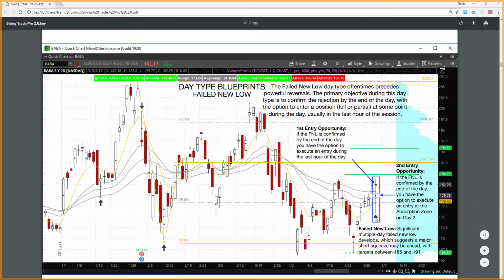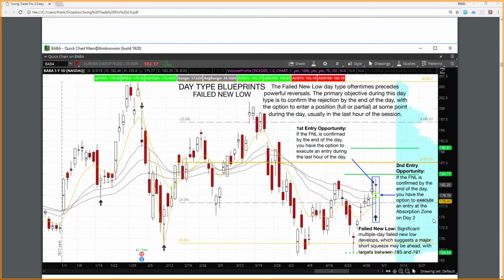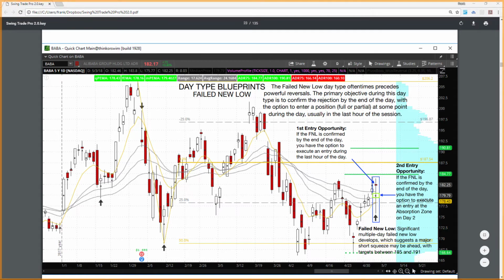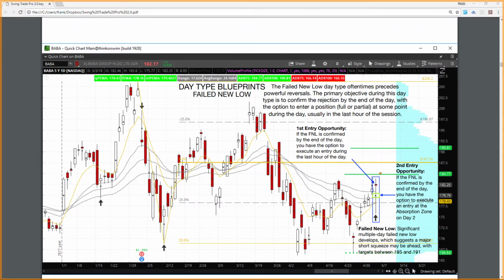That failed new low. You can see here's the midpoint. That's your major entry, right? So first entry opportunity, if the failed new low is confirmed by the end of the day, you have the option to execute an entry in the last hour of the day. That was my approach. The second entry opportunity, if the failed new low is confirmed by the end of the day, you have the option to execute an entry at the absorption zone on day 2, or day 3, or day 4, right? 1 to 3 days, 1 to 4 days after rejection.